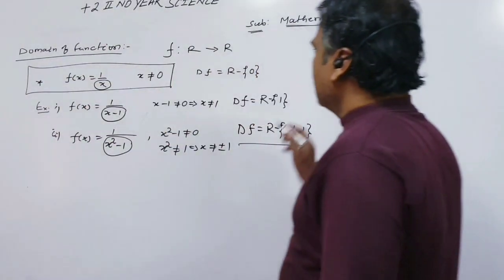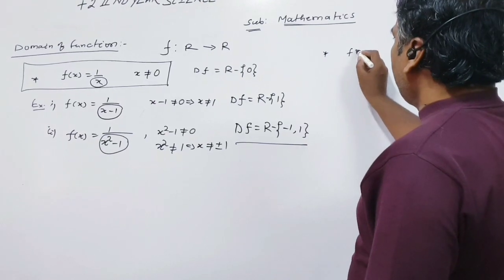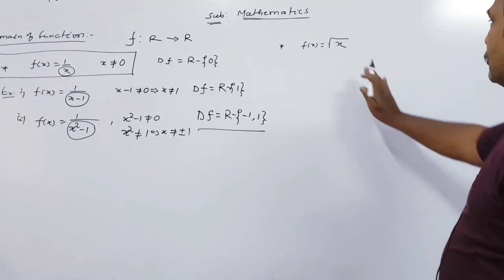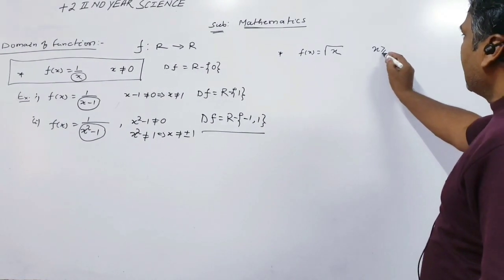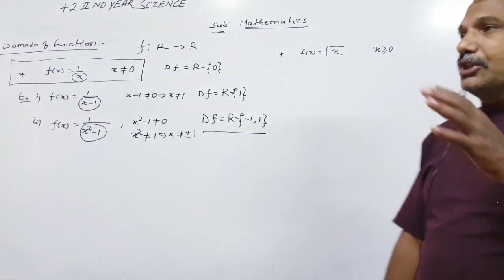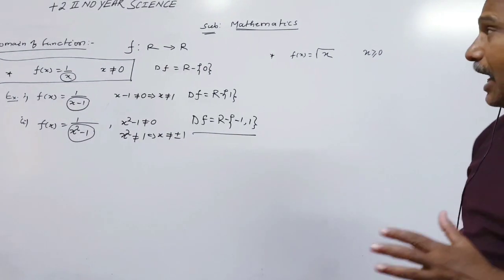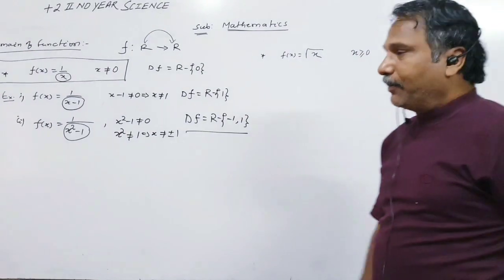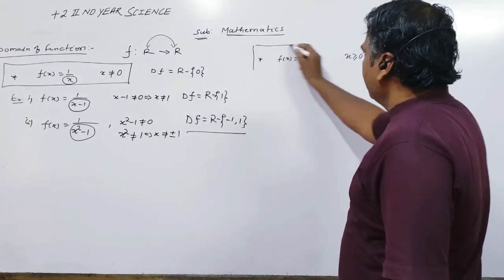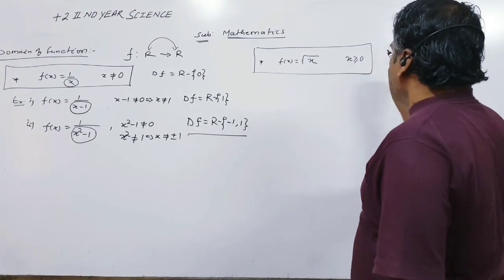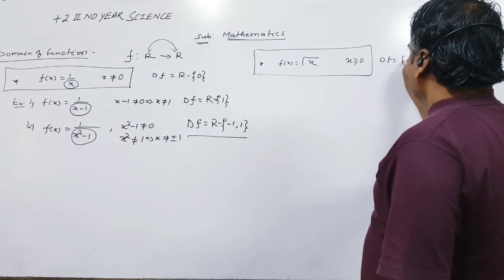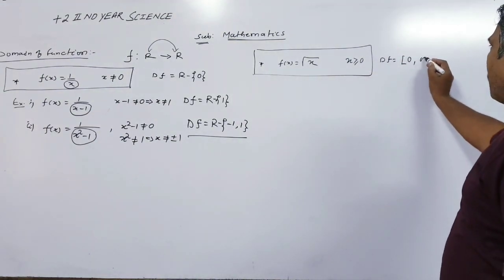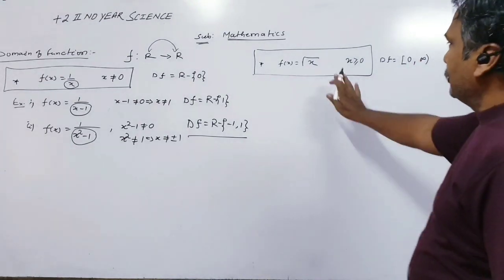Now case two: suppose f of x equals root x. What is the domain? Here x must be greater than or equal to 0. If x is less than 0, the roots are imaginary. Here the function is defined from real numbers to real numbers. The logic is that x must be greater than or equal to 0. So the domain of the function is 0 to infinity, a closed interval, so it includes the end point, up to infinity. This is the logic.